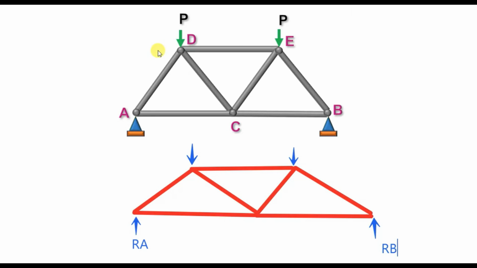Since we do not have horizontal forces acting, we do not get the horizontal reactions. Summation of horizontal forces is equal to 0. So here there is no horizontally applied external load, so we will not get the horizontal support reactions. So this is how you have to draw the free body diagram for the structural members.